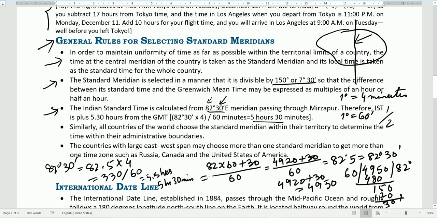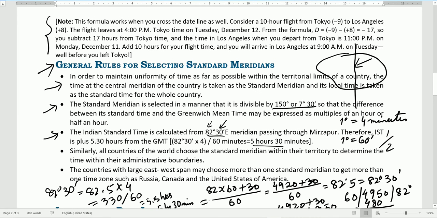And about this Indian Standard Time, you may try this at home. About the selection of the standard meridian of India, you may try this one. Our standard meridian is 82 degrees. You have to multiply it by 60, then plus 30, and then try 7 degrees multiplied by 60 plus 30. So what is the result? You will not get any remainder.